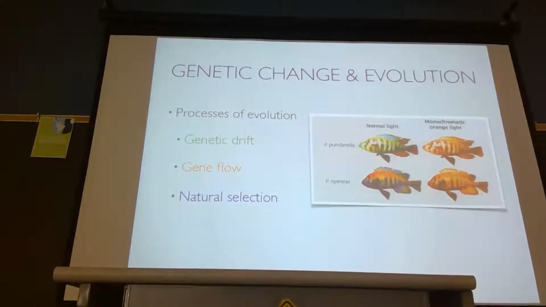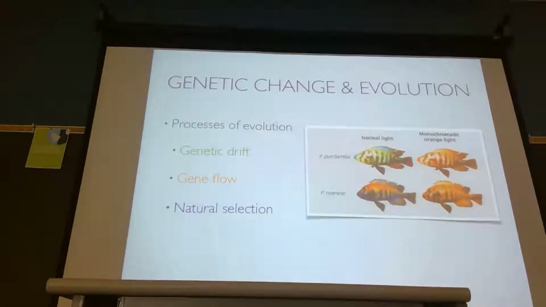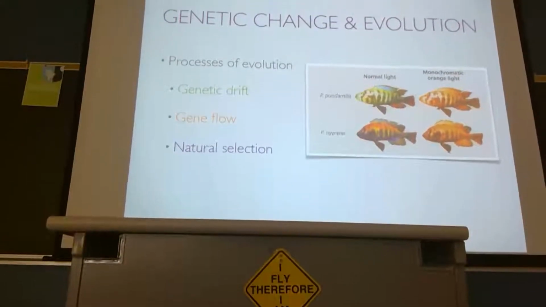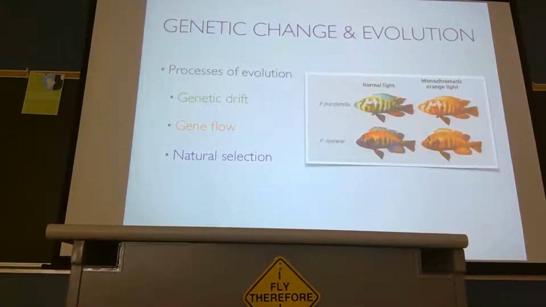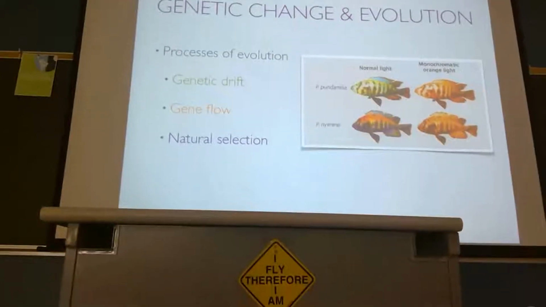Okay, so we had left off class last Thursday talking about these 3 different processes of evolution. See if you can turn to your neighbor and define genetic drift and gene flow. What were these 2 processes that we are going to contrast to natural selection today? What does genetic drift mean, and what is gene flow?